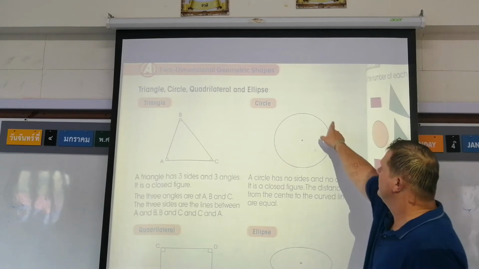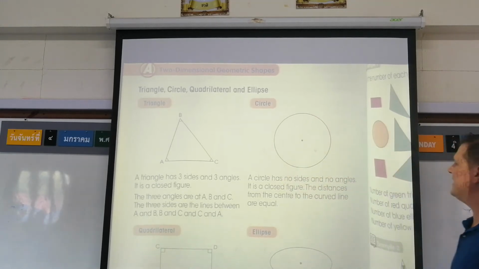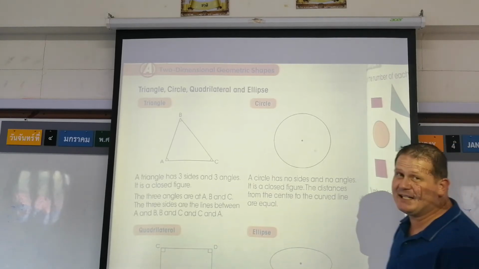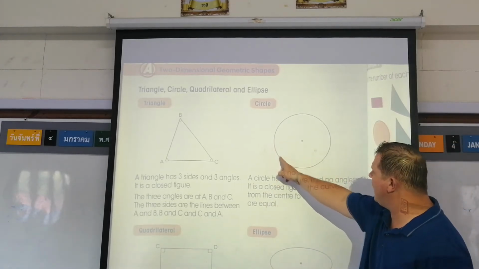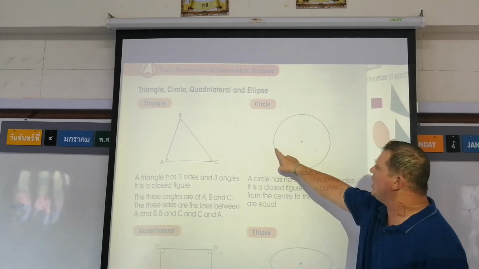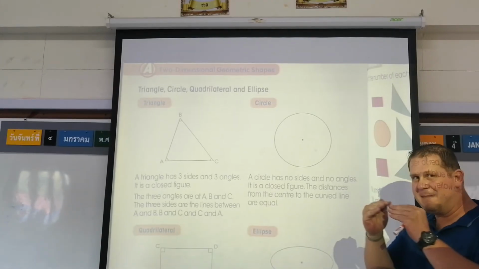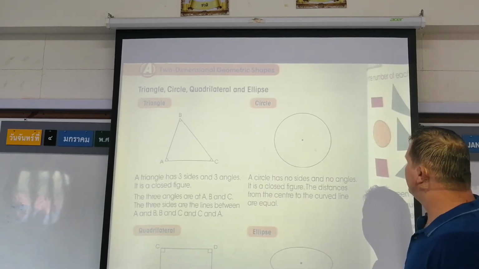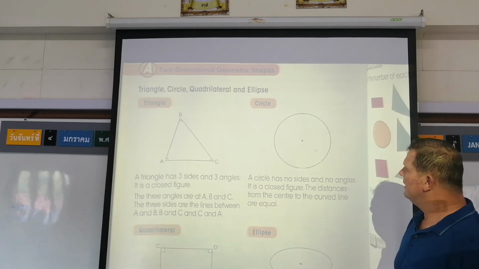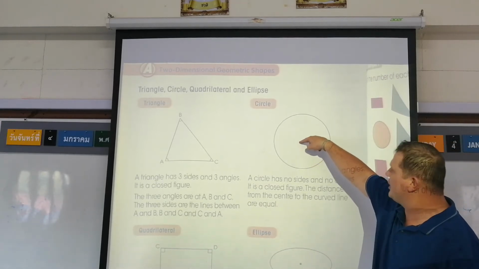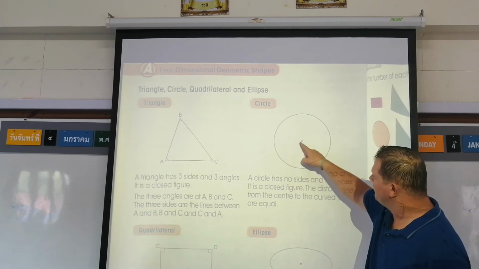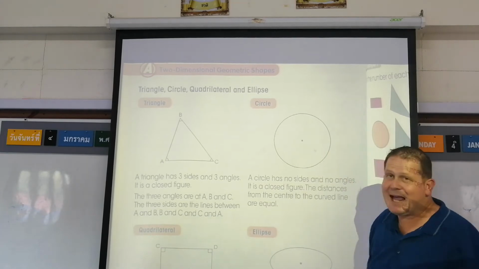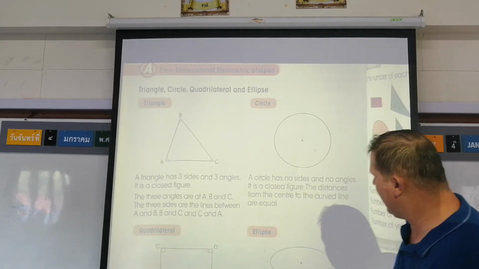Right, a circle. A circle has no sides and no angles. It is a closed figure. What does it mean? It's a closed figure. So it starts there, goes all the way, and it closes. It stops there again. They meet each other, right? The distance from the center to the curved line is equal. In other words, if you find the center of the circle, it doesn't matter where you go, the distance is exactly the same. All right?